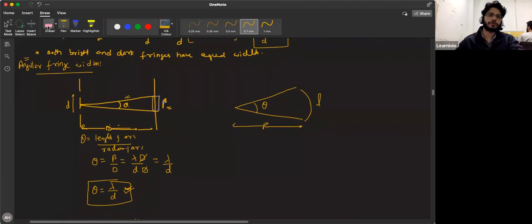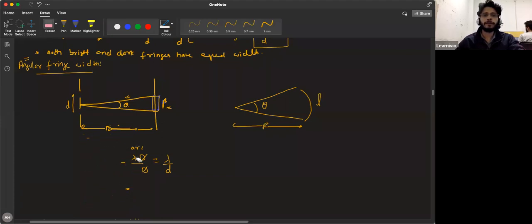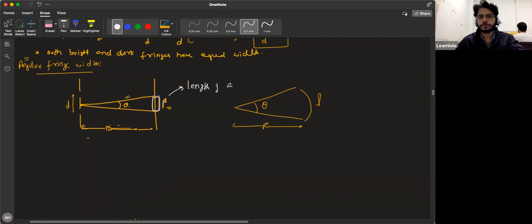See, what is angular fringe width? Angular fringe width is just the angle subtended by the fringe on the double slit pattern. See, this is the double slit, and this is your fringe. The width of the fringe is beta. So you can consider this beta as the length of arc, this d as the radius of arc, and this angle as the angular fringe width.